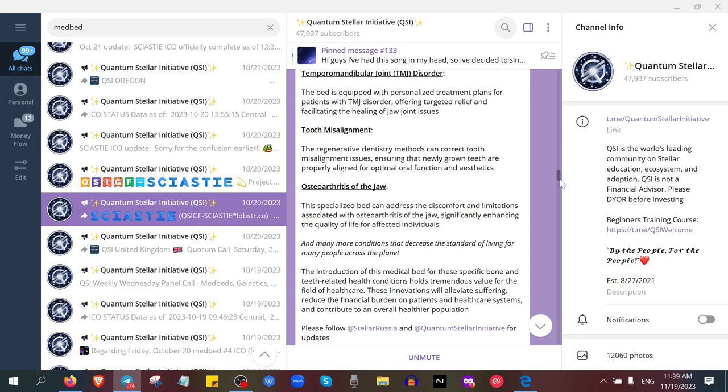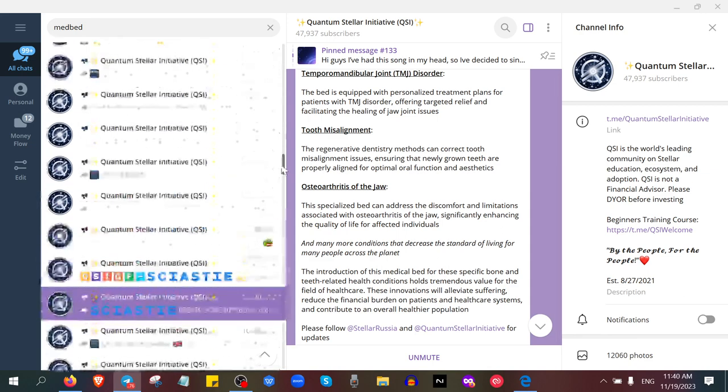The introduction of this medical bed for these specific bone and teeth related health conditions holds tremendous value for the field of healthcare. These innovations will alleviate suffering, reduce the financial burden on patients and healthcare systems, and contribute to an overall healthier population. Okay, so this was medbed number four.